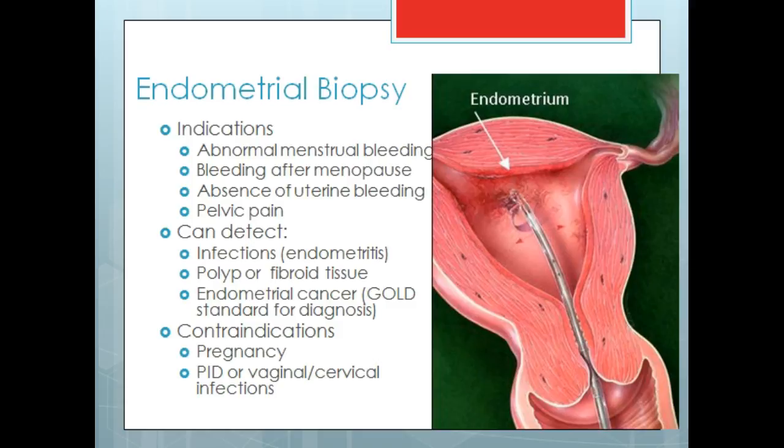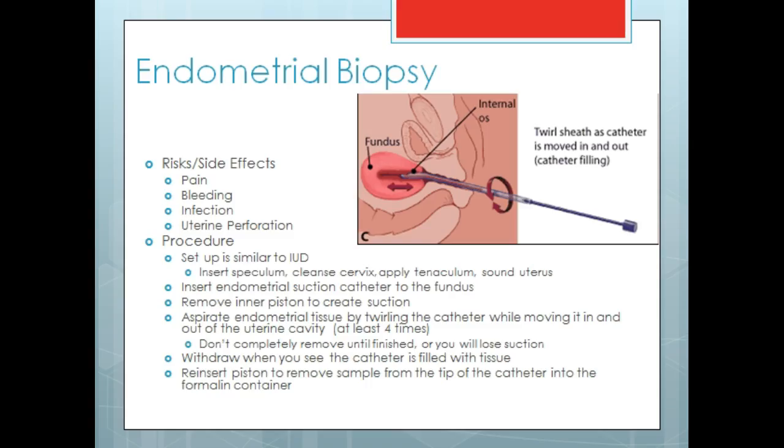So it could detect infections, like endometritis. It could detect polyps or fibroid tissue. And then endometrial cancer, this is our gold standard for diagnosis, and this is the main reason you're considering doing it. And then contraindications would be pregnancy, obviously, and then any kind of vaginal cervical infection or PID. We wouldn't want to be dragging any infection up into the uterus. So that's why that would be a contraindication.